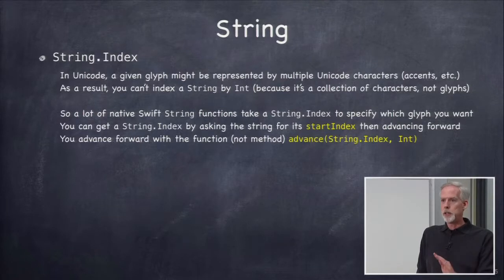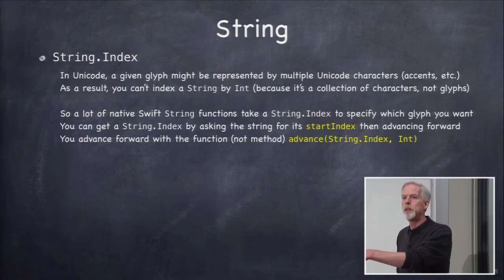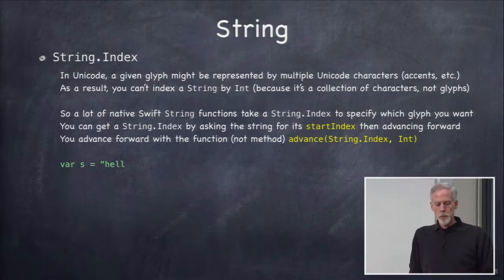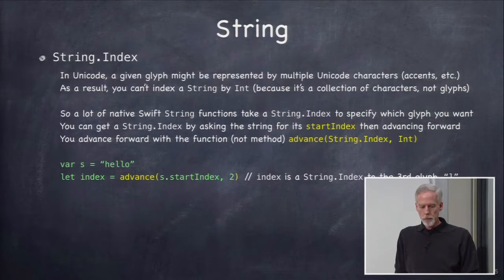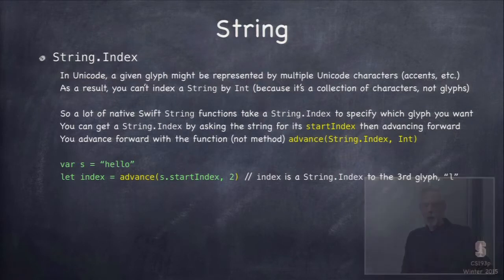It's actually just a global function called advance. You give it the index and tell it how many times you want it to move forward, and it will give you back a new index. So here's an example. I have a string that says hello. I want to get the index of the first L. So I say let the index equal advance the start index of that string, go forward 2. Now it's pointing at the L. It went forward 1 to the E, now forward to the L.